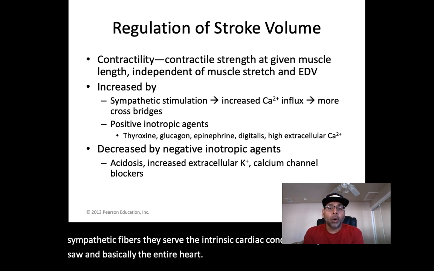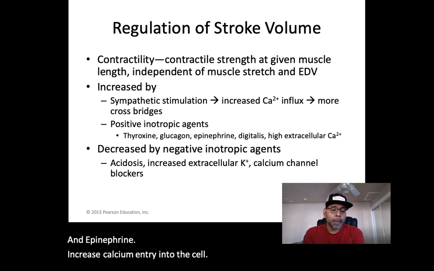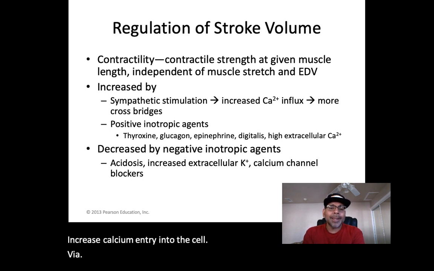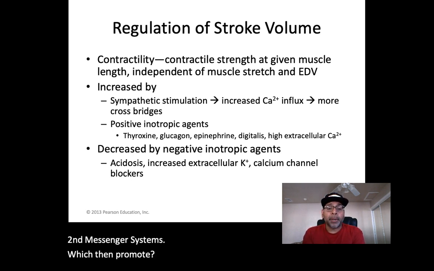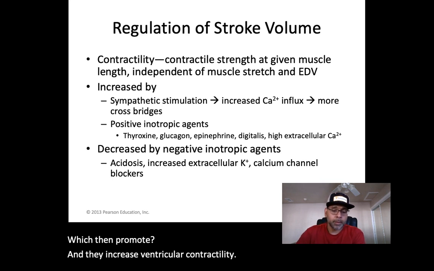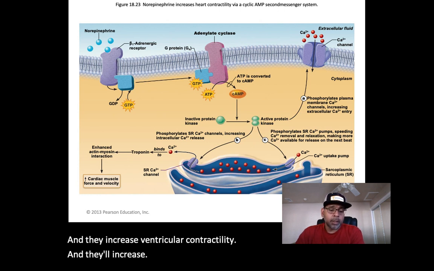Norepinephrine and epinephrine increase calcium entry into the cell via cyclic AMP second messenger systems, which then promote cross-bridge binding, and they increase ventricular contractility.